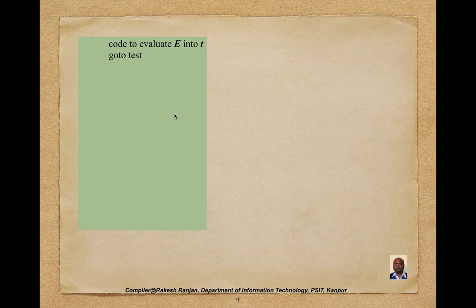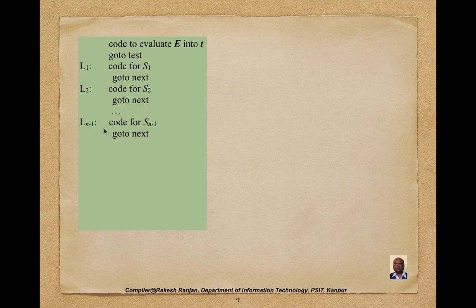So what we will do, we will code to evaluate E into t. So expression E will be evaluated and the result will be stored in t. Go to the test, and for L1, go to S1, that is the statement. Go to next, and then for L2 I can write code for statement S2. Next, go to next, and so on. The value which matches with L1, the corresponding statement will be executed.